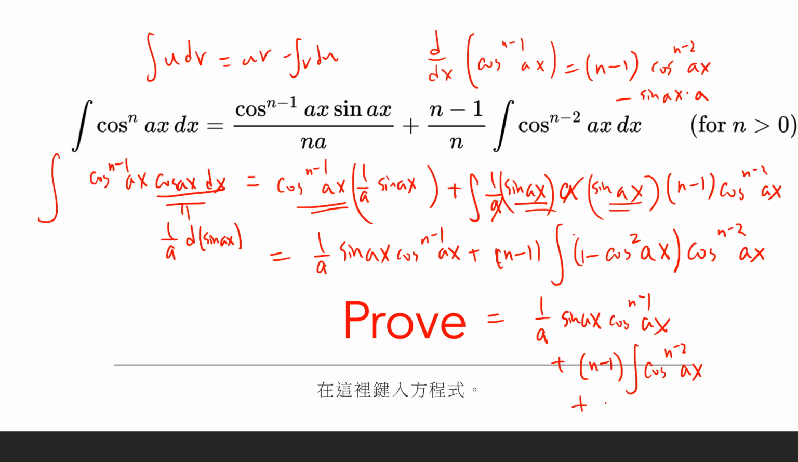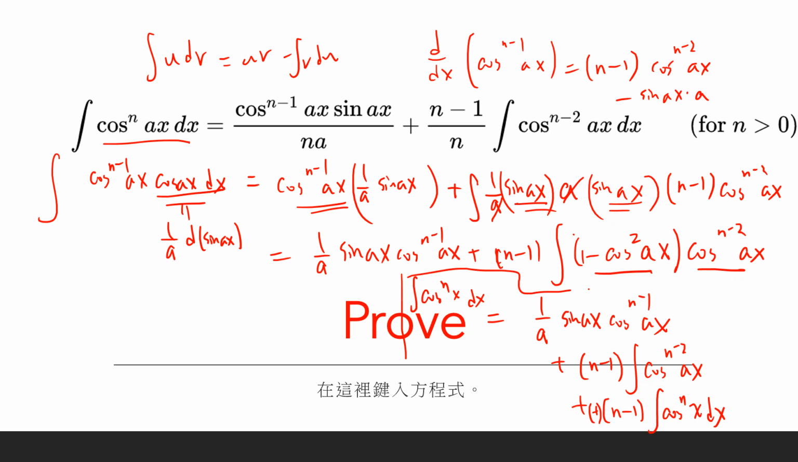ax plus, right? So this term is exactly the original term, right? It's the same as the original term. So it's n minus 1, and there's a minus sign here, original term. And remember, this is the integration of cosine nx dx. I apologize, the space is not enough. So we can change this, replace this to the other left hand side.